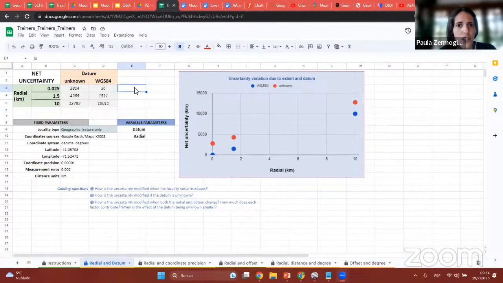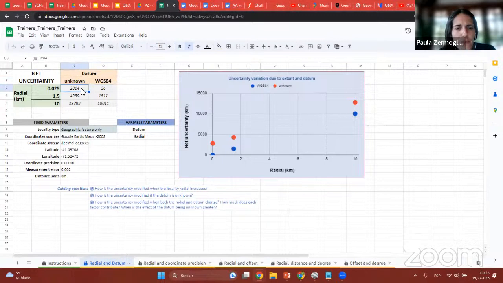Okay. So the idea of this exercise was that you could perform the calculations with a set of given parameters that were listed here, and that you would see how the overall uncertainty varies depending on different factors. So in the first one, the idea was to see the change in uncertainty when we vary the radial of a feature and the datum, whether it is known or we have a datum, in this case, WGS84.